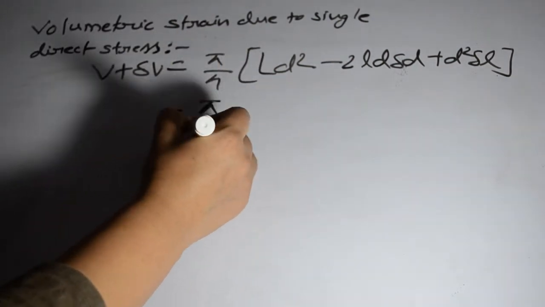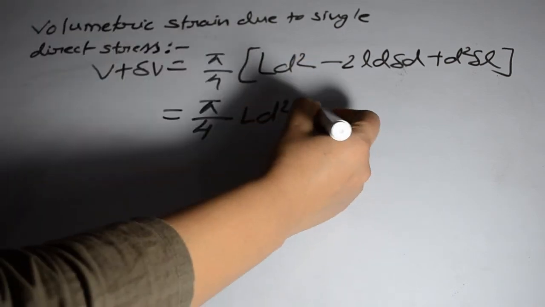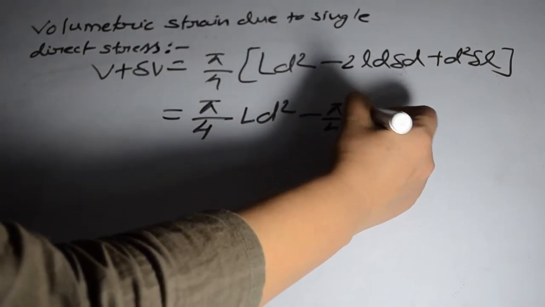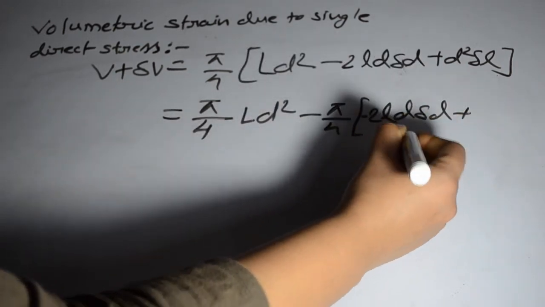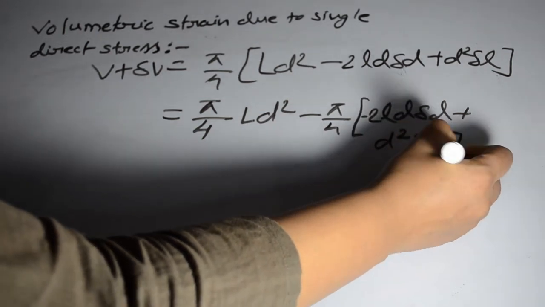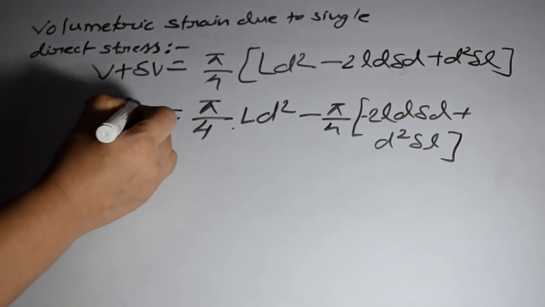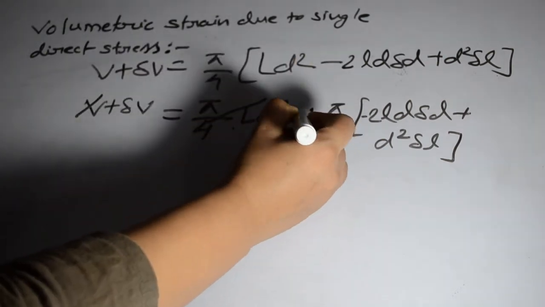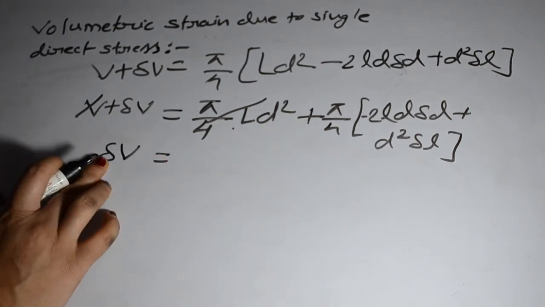Now if we write it like this, pi by 4 L D square is equivalent to the volume V. So we can cancel out this V here, and we have the equation for delta V as pi by 4 into minus 2 L D delta D plus D square delta L.